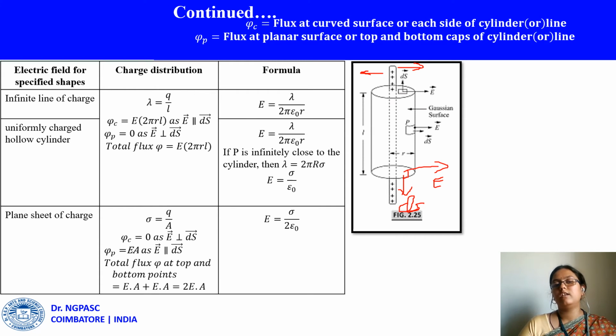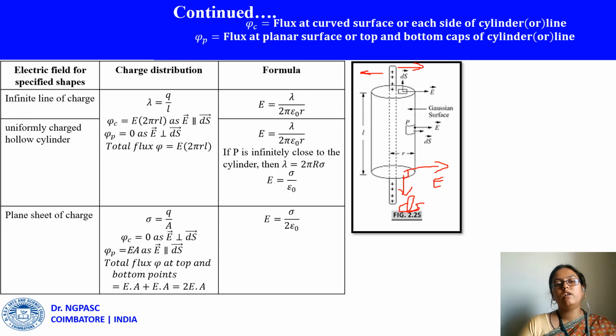So electric field into, in place of area, we are writing the area of the cylinder, which is nothing but 2 pi r L. So from here I can get that E is equal to lambda by 2 pi r, because phi is equal to q by epsilon naught. So if we equate both, we will get E is equal to lambda by 2 pi epsilon naught r as the formula for the electric field in this case.